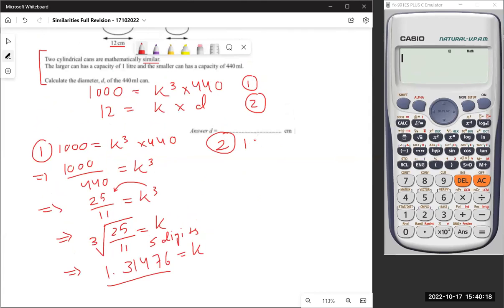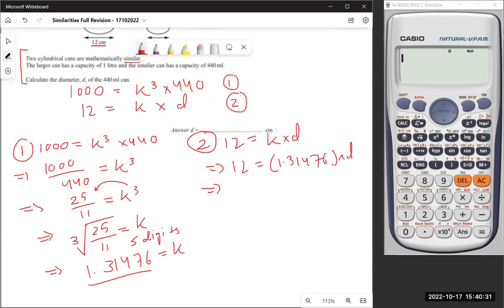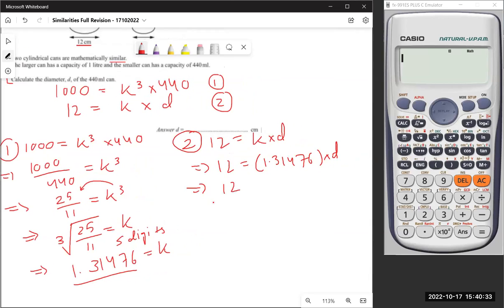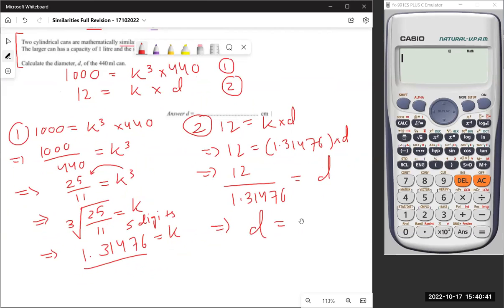Now, Lula or Safa, tell me, how do I solve the second equation after this? We will put this answer in the place of K, and then we will shift the number to the left side, and we will divide it by 12. Perfect. And now D, what is D? Diana and Lula, tell me the answer for D.